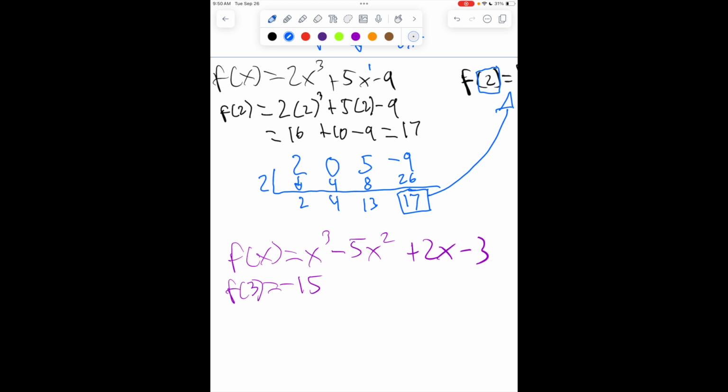x to the third minus 5x squared plus 2x minus 3. Again, I want to find it.